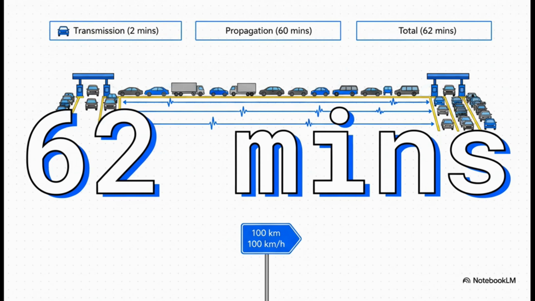All right, let's actually do the math on the total delay from the first booth to the second. First up, transmission. 10 cars, processed at 12 seconds each, takes exactly 120 seconds, or 2 minutes. That's our time to push the packet onto the highway. Next, propagation. Driving 100 kilometers at 100 kilometers per hour takes exactly 1 hour, or 60 minutes. Add them up, and boom, it takes exactly 62 minutes total for the entire caravan to be lined up and ready at that second toll booth.